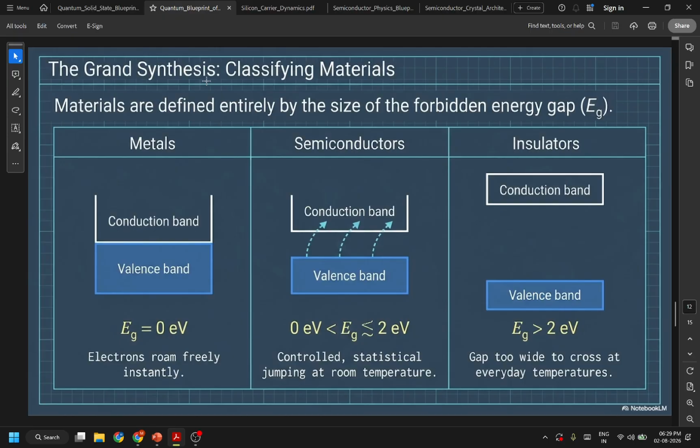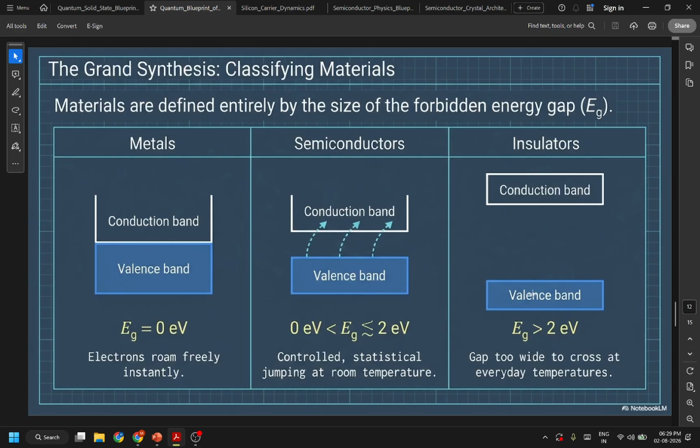So this results in classification of materials in three categories, which are defined by the size of the forbidden gap. First is metals. In metals, the forbidden gap is zero. So the valence band and conduction band are joined together, which allows electrons to easily go from the valence band to the conduction band, and hence almost all the valence electrons are available for conduction.